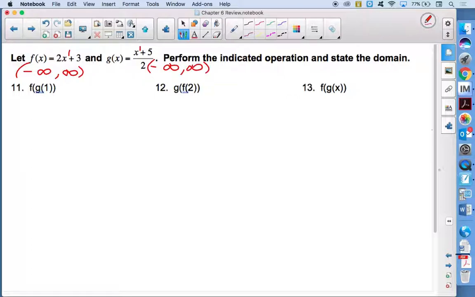It's only when there's an x in the denominator that you need to worry, because if there's an x in the denominator, it cannot be 0. If there's a square root, it has to be greater than or equal to 0. Those are the 2 things you need to think about. Is there a square root in the problem? Is there an x in the denominator?